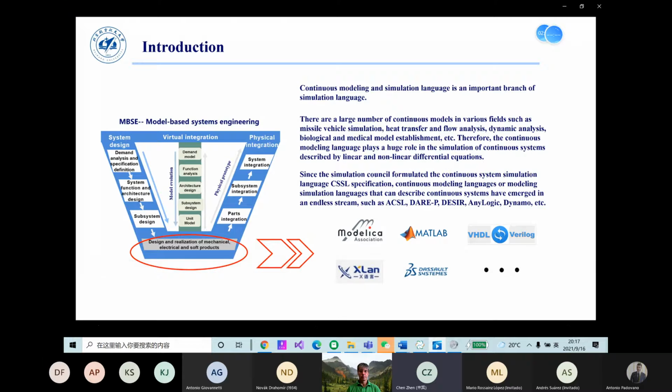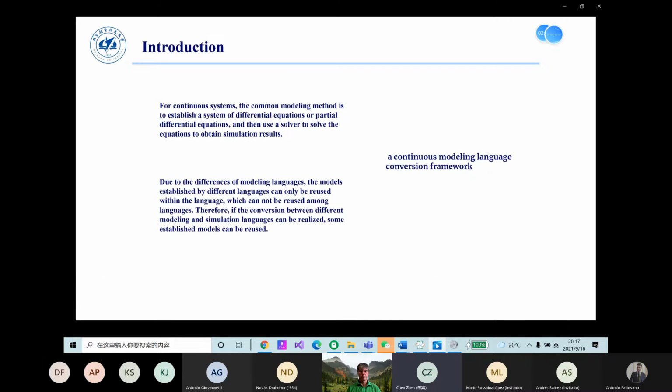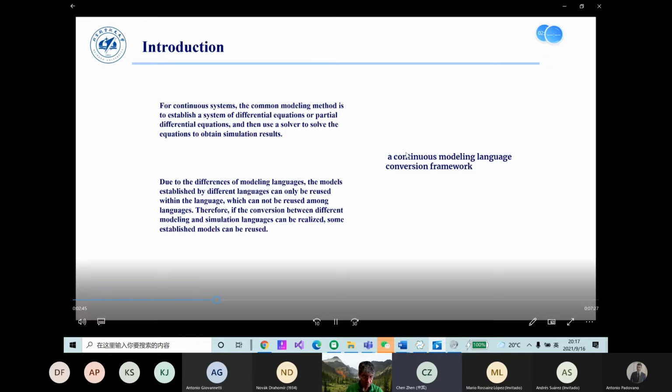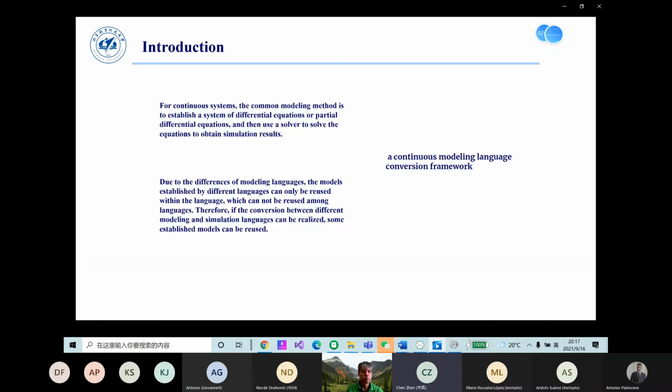Therefore, if the conversion between different modeling and simulation languages can be realized, some established modules can be reused. So this paper proposes a conversion framework of the continuous system modeling language based on ANTLR 4. It is hoped that this problem can be solved to a certain extent.